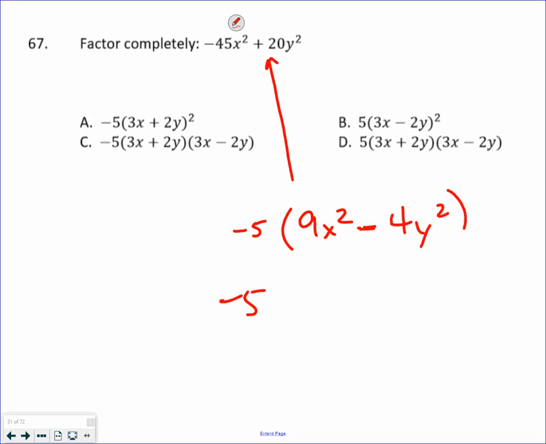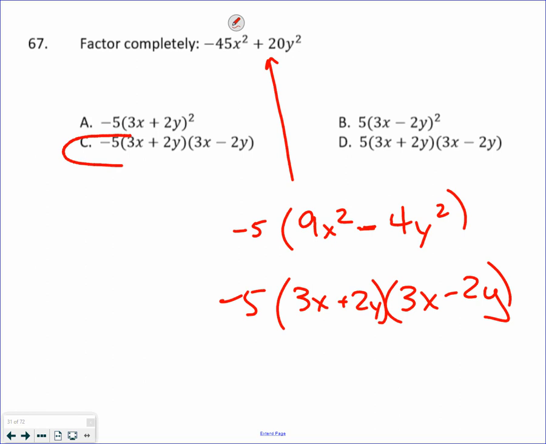Is the first one a perfect square? Yes. 3x and 3x. Is the last one a perfect square? Yes. 2y and 2y. Since it's a minus sign, one's plus, one's minus. And so negative 5, 3x plus 2y, 3x minus 2y. C is the correct answer.